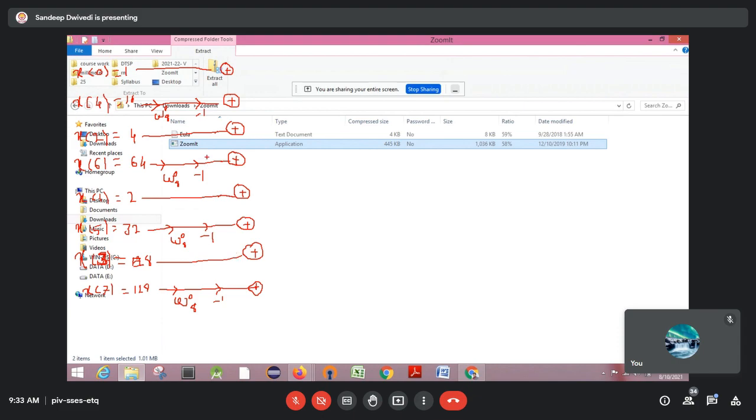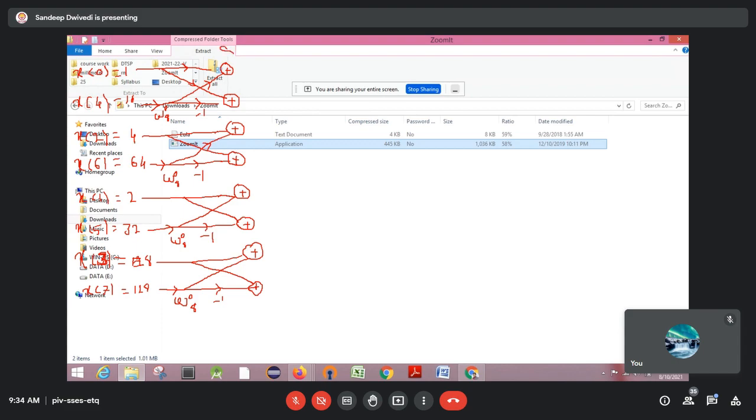So after the Twiddle factor, an upward arrow like this. Here you can mark the arrow, and this one will be like this. Here also you can mark the arrow. Here also same thing. After the Twiddle factor, this arrow will be there. So this will give you the output of stage 1.